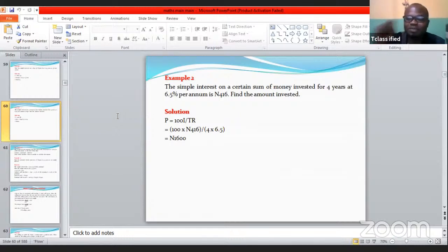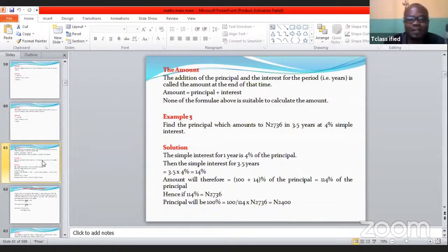So that is the principal. So the amount invested is the principal. Take note. Even if you don't hear principal, if you hear amount invested, know that it means the same thing as the principal. Okay. So let's move forward. The addition of the principal and the interest for the period of years is called the amount at the end of that time.